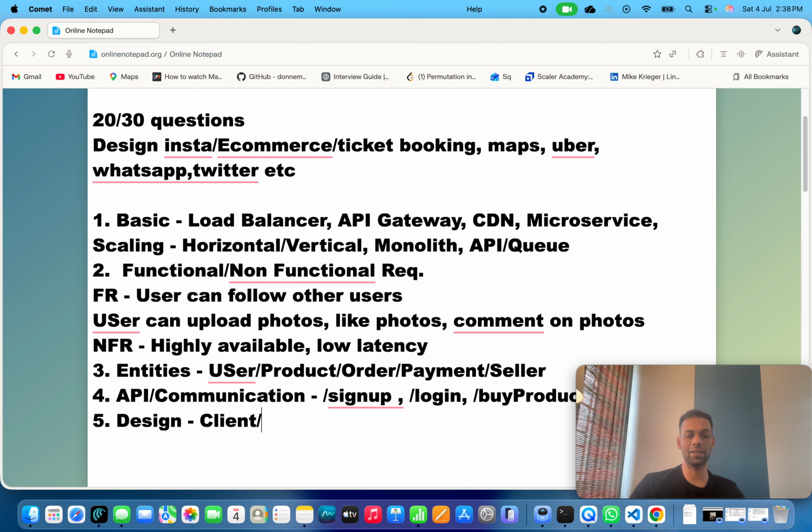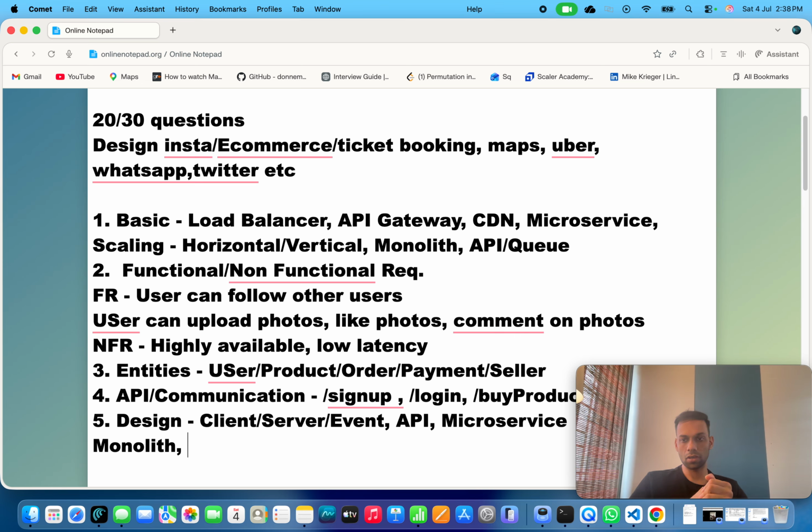If you need a client, if you need a server, if you need an event based structure, or if you need an API based, you need a microservice, or you need a monolith application. What are the trade-offs of using microservice? What are the trade-offs of using monolith? What type of database are you going to use? Whether you're going to use SQL, whether you use NoSQL, whether you're going to use cache or not. These are all the trade-offs that only practice will make you perfect.